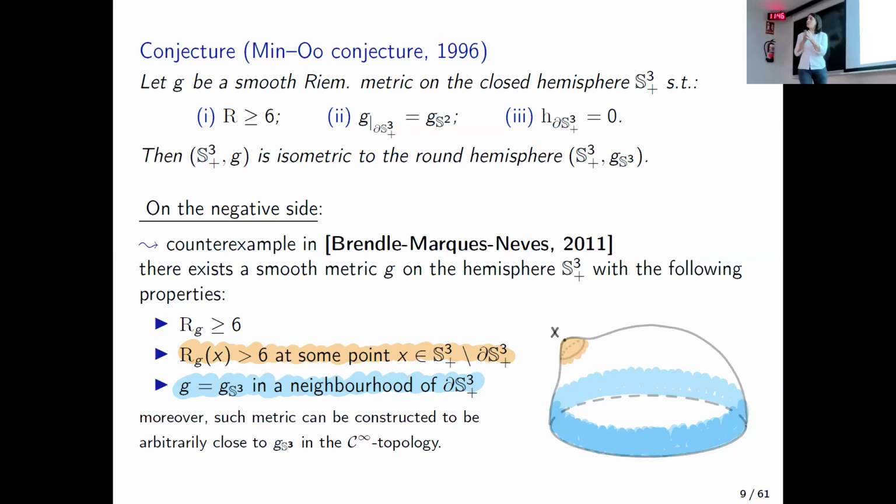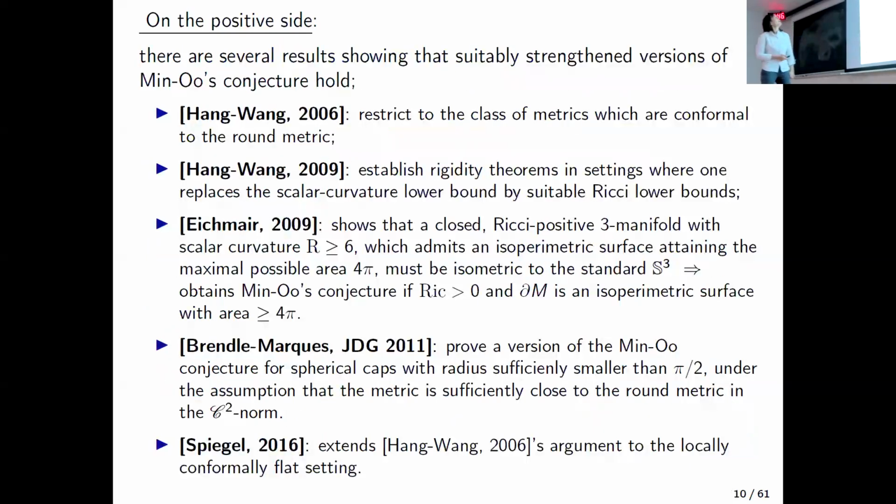So it cannot be the model solution, because the model solution has scalar curvature constantly equal to 6. And not just at the boundary, but in a neighborhood of the boundary, it coincides with the round hemisphere metric. But even in this case, you can find exactly one manifold that is not the model solution.